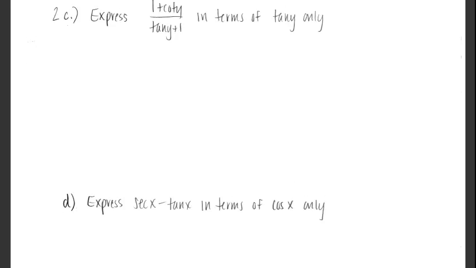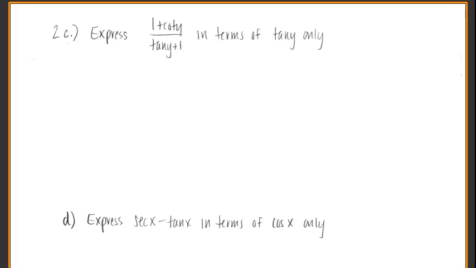So let's go to example C here. I've got 1 plus cotangent y over tangent y plus 1, and I want it only in tangents. The first thing I can see here is the fact that nothing here is squared. Remember, identities 6, 7, and 8 in that list all had to do with squares, so I can't use those.